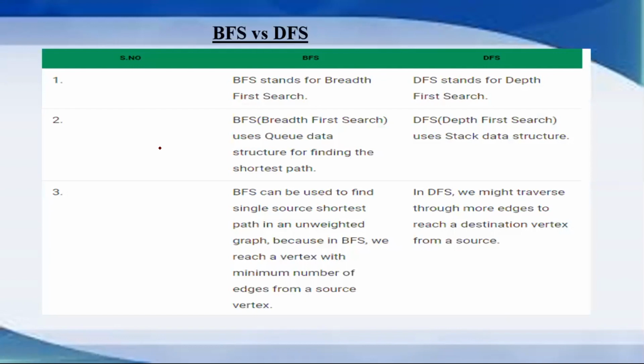Now, as we have studied BFS and DFS, we'll discuss the difference between BFS and DFS. As we have studied, BFS stands for breadth first search. DFS stands for depth first search. We can also mention that BFS uses a vertex based technique and DFS uses an edge based technique, right? It is also a difference. BFS uses what data structure? It uses a queue, and DFS uses a stack data structure, right?